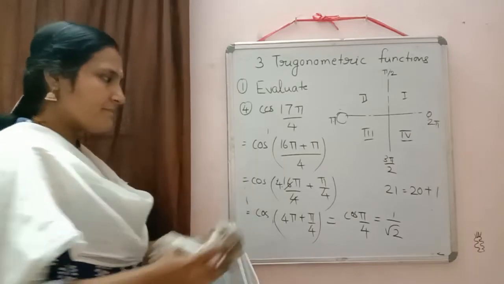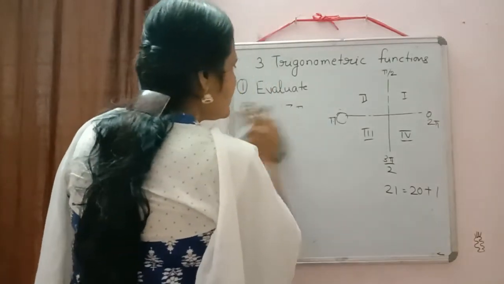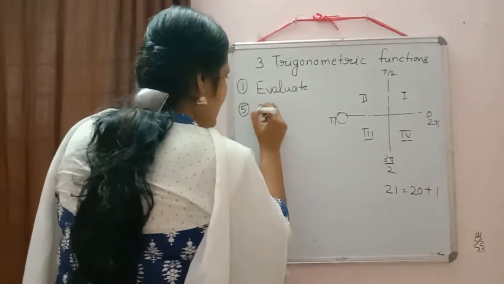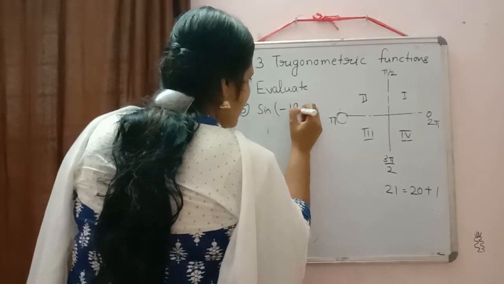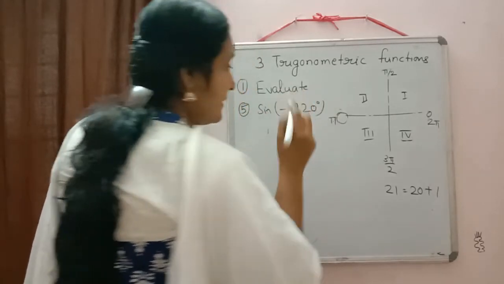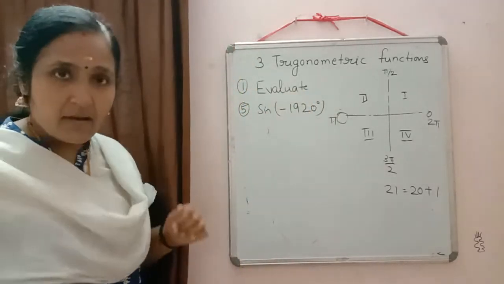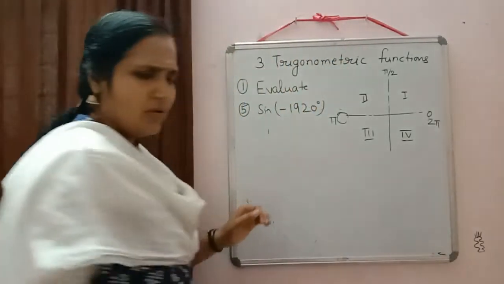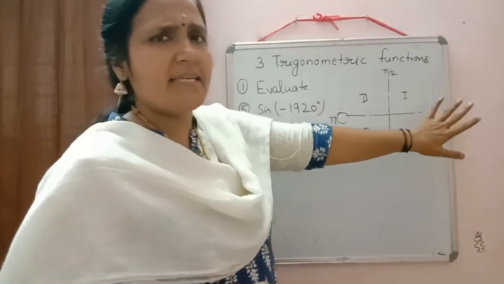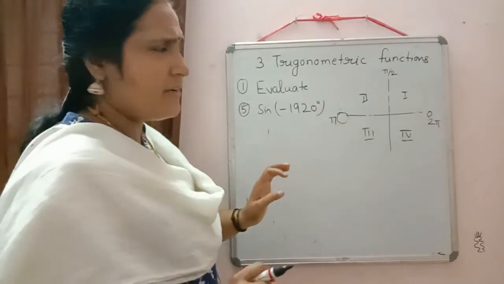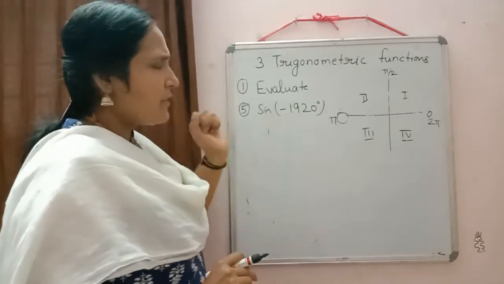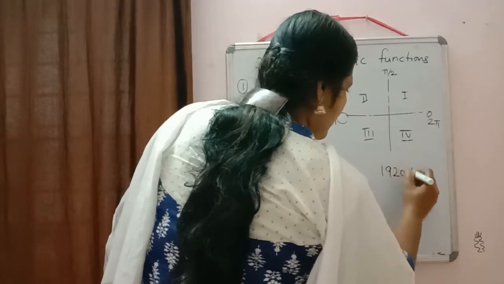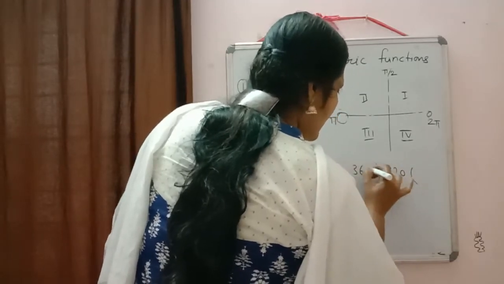Next question. Sine minus 1920 degree. Write down there, sine minus 1920 degree. Oh, so big a number. How do we check now? How to do this one? So first, we know the greatest one is 2 pi, 360 degree. Till here only it will be easy for us. So what we will do, we are going to divide this number, 1920, by 360.